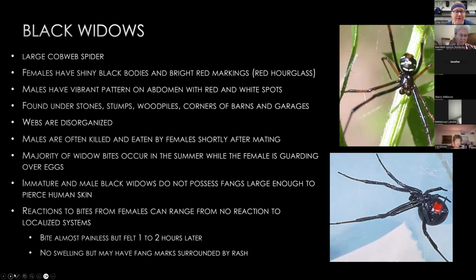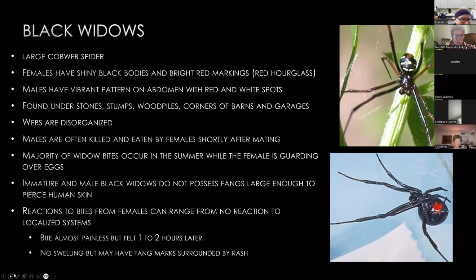Now, males are completely different, and you may look at one and not even realize it's a male black widow, honestly. Male black widows are not very similar to females. They have a more vibrant pattern on their abdomen, generally a lot of white spots intermittent with some orangey red spotting, if you will.